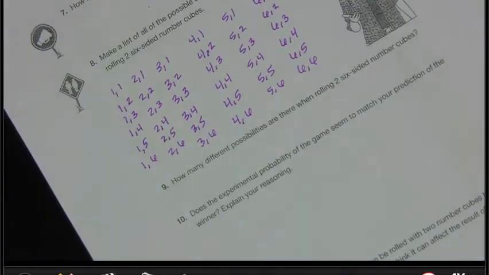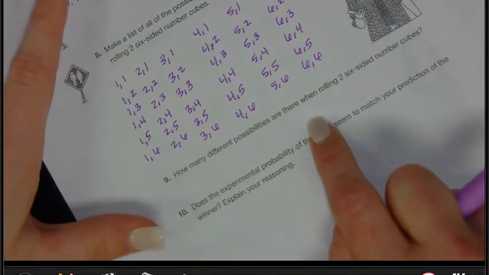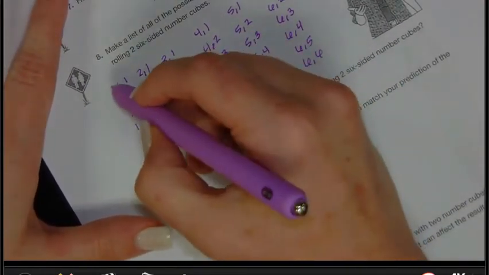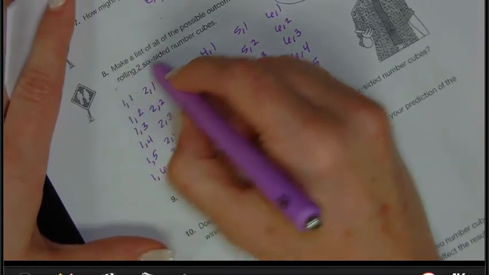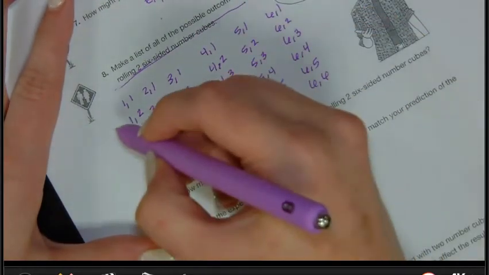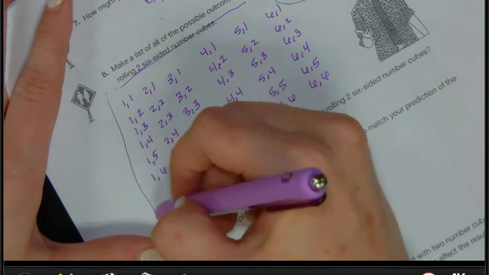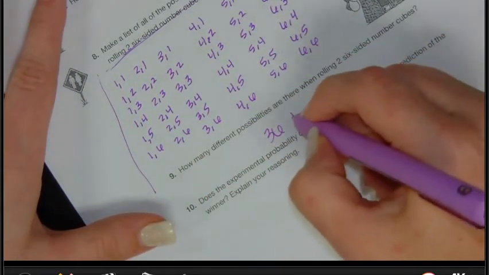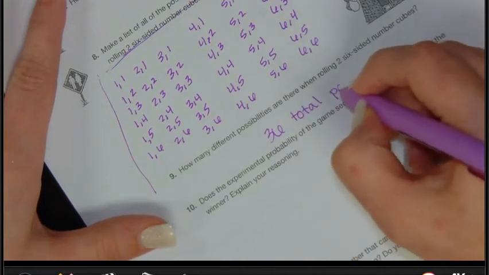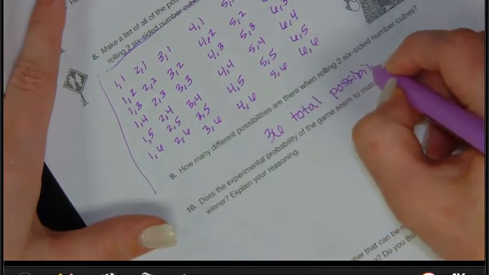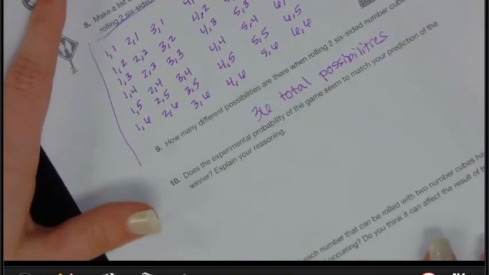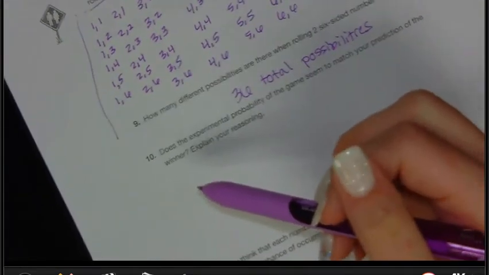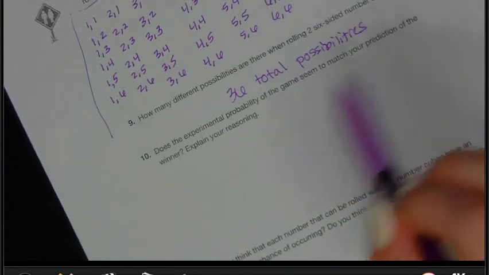Okay. Now, how many possibilities did I come up with when rolling my six-sided dice? Well, I saw that I have 6 possibilities for roll 1, and 6 possibilities for roll 2. Well, 6 times 6 is 36 total possibilities. Okay. 36 total possibilities. Does the experimental probability of the game seem to match my prediction?